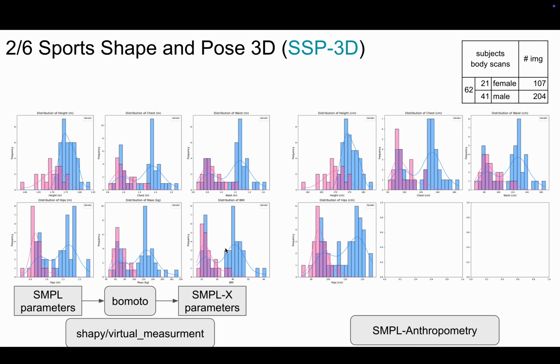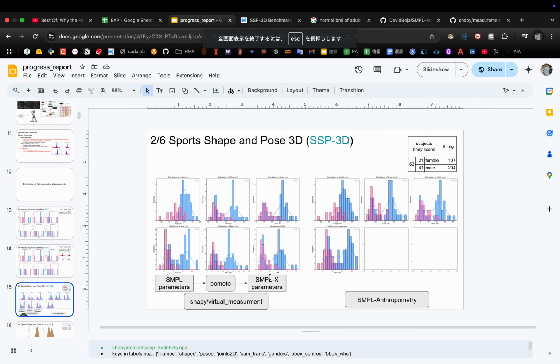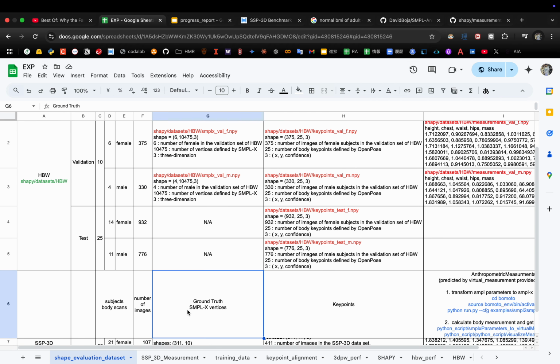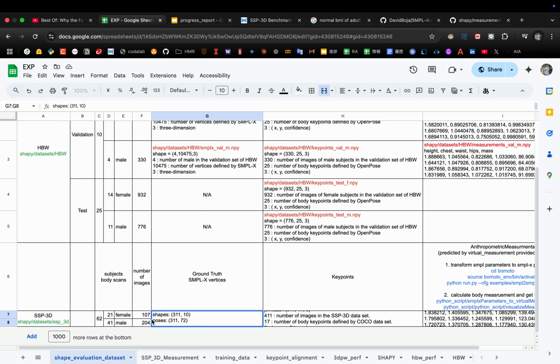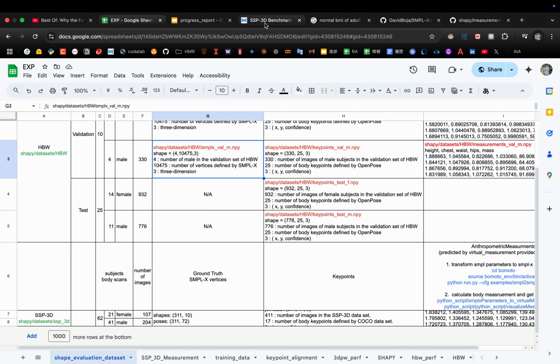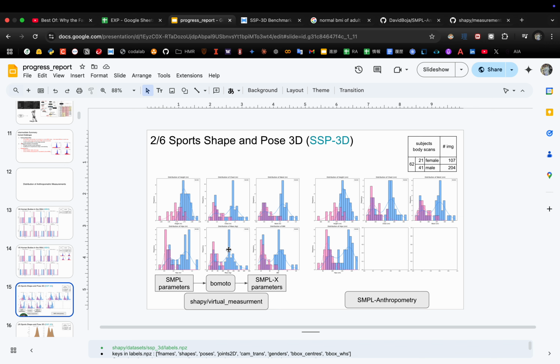Okay, so we know this characteristic of these two data sets, but we want to know whether the body measurement is accurate. For SSP-3D, they provide the SMPL parameters. Okay, they do not provide SMPL-X vertices. So what we did to process these SMPL parameters is that we use the so-called Bomoto.